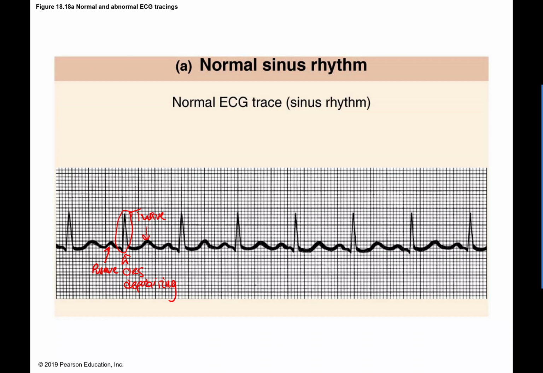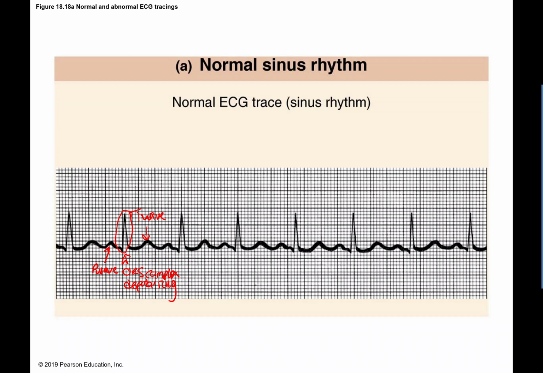the ventricles repolarizing. The atria, of course, will have to repolarize as well, but because they are much smaller than the ventricles, the electrical events of the ventricles depolarizing, represented by the QRS complex, essentially completely overshadows the wave that we would see for the atria repolarizing. So those are our various waveforms.